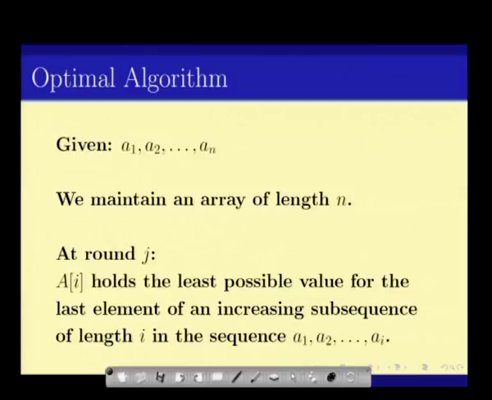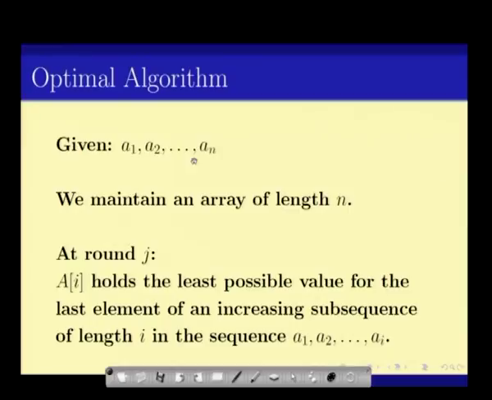So, it turns out that this is also the optimal algorithm. I will not talk about why it is optimal. We have been given A1 to AN, and we will maintain an array of length n. We will go over it round by round. Every round we will see one more symbol in A1 to AN. So, in round j, I have seen A1 to AJ.